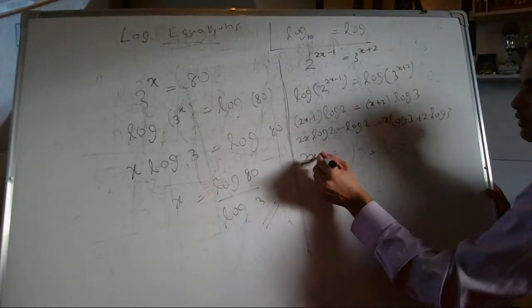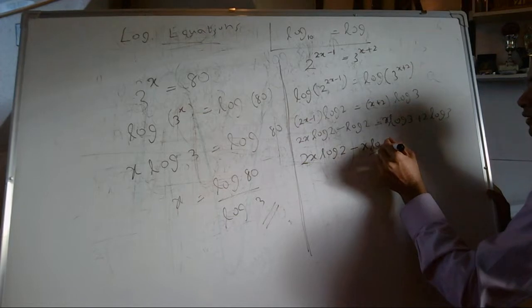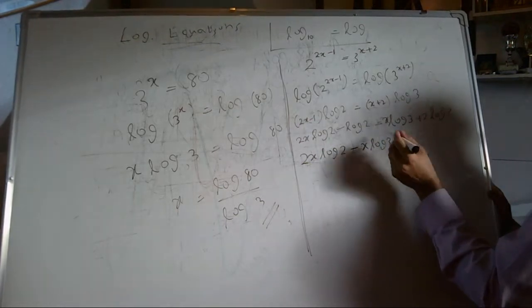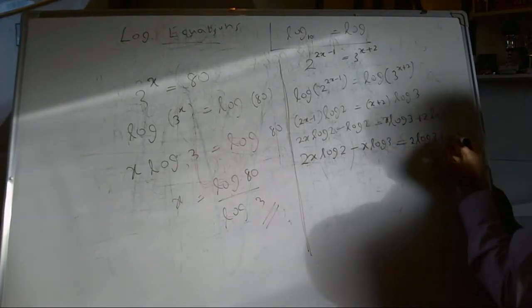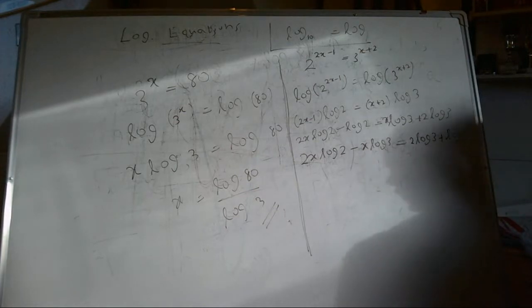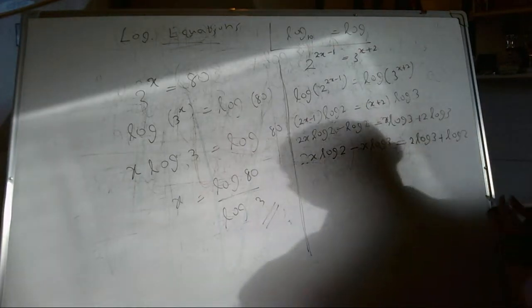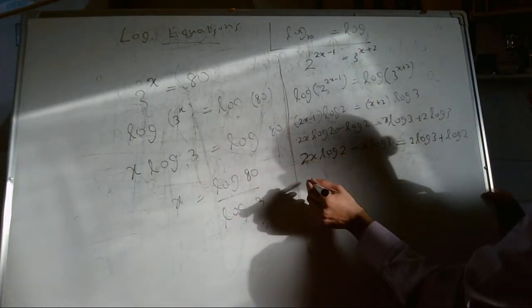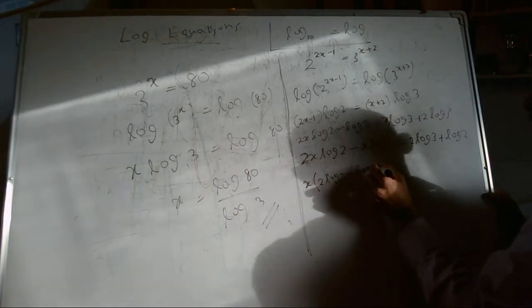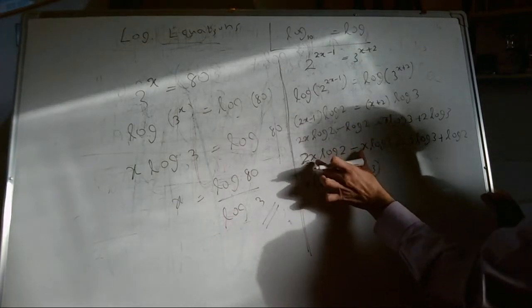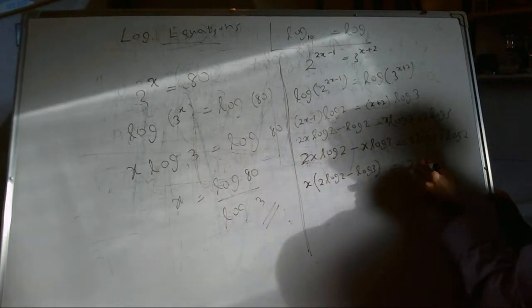So 2x log 2 minus x log 3 equals, let's bring that to this side, so it becomes 2 log 3 plus log 2. All I've done is move all the x terms to the left hand side and the number terms to the right hand side. Now if I take x out of the bracket, I get x bracket 2 log 2 minus log 3. All I did is take this x and factorize it by x, and the rest of the terms are still here. And here you just write the same thing, nothing is changed.